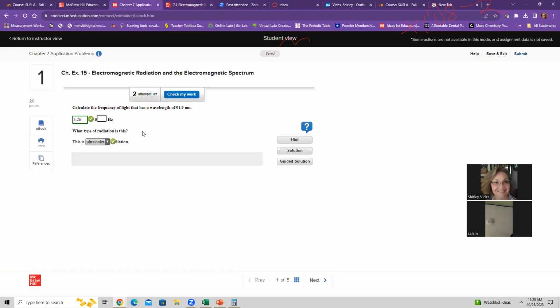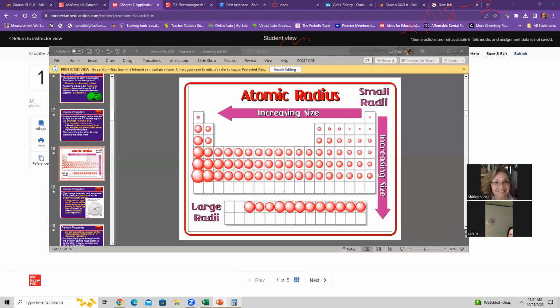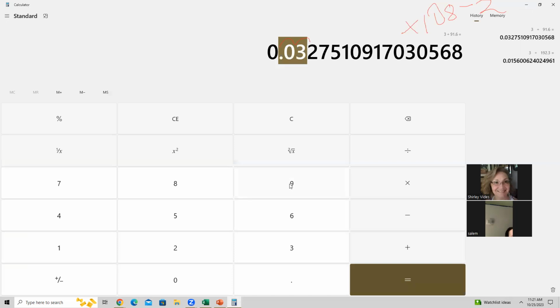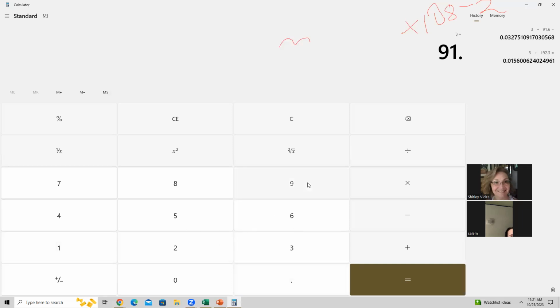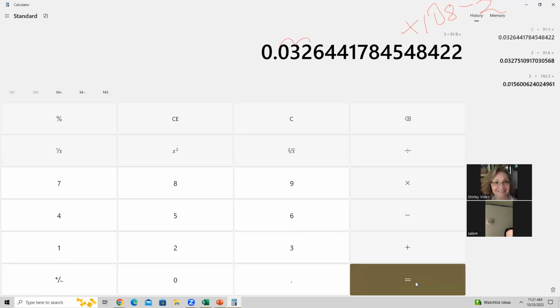In my case, they gave me 91.9. So it's 3, and I don't need the zeros in this case, and then divided by 91.9, and then equals. See, there it is, 3.26. That's right, and that's times 10 to the 8th.